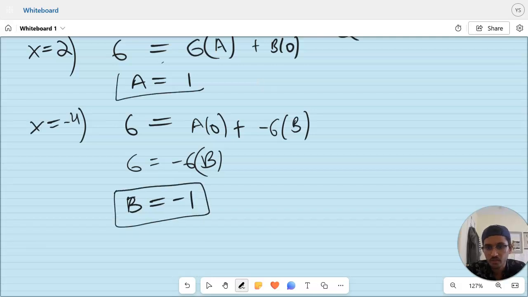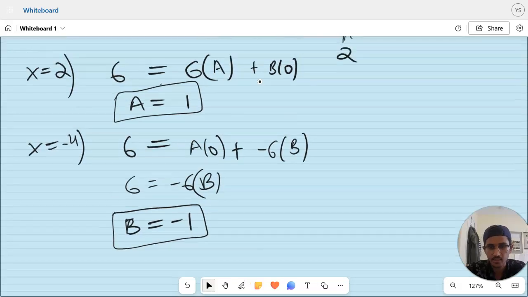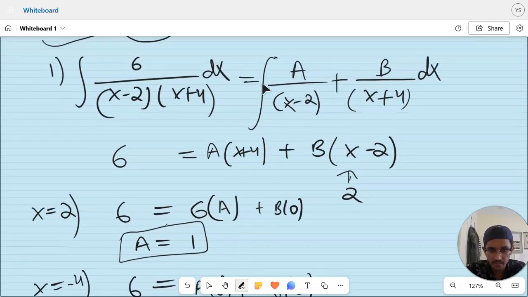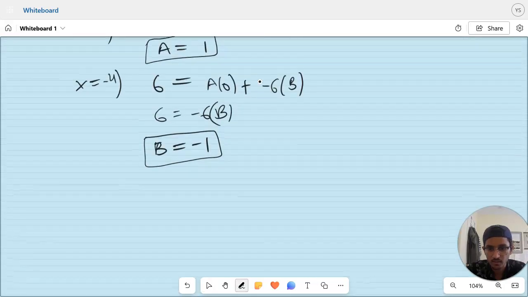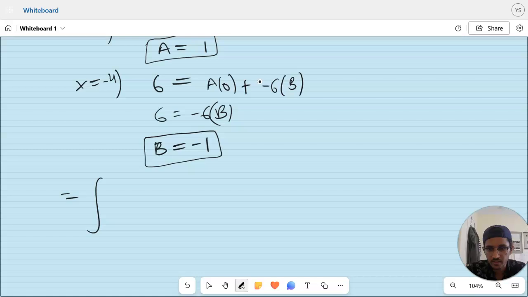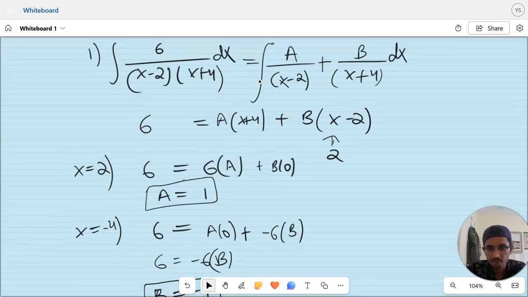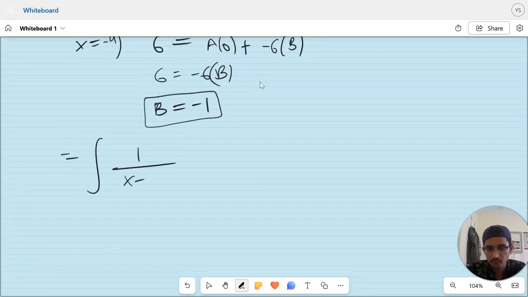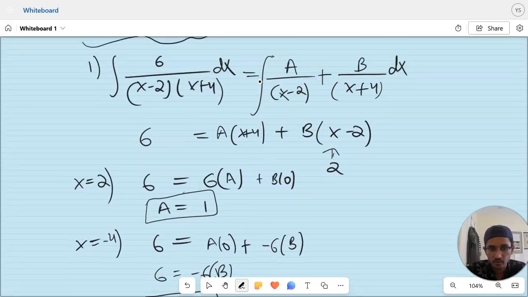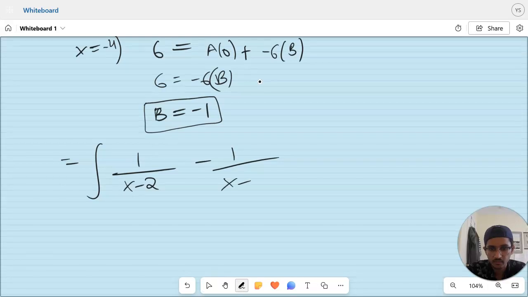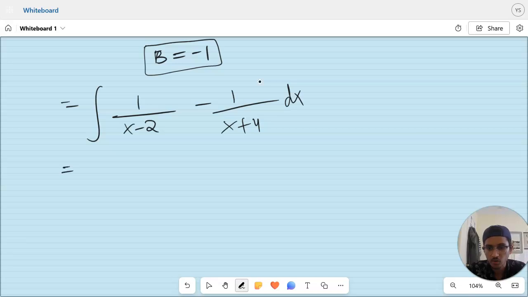So now we have both our A and B values, guys. The next step we have to do is plug it back into this. So we're going to be left with finding the integral of 1 over x minus 2 plus, what is our B value? Negative 1. So we could just say minus 1 over x plus 4 dx. Now we can do normal integration.